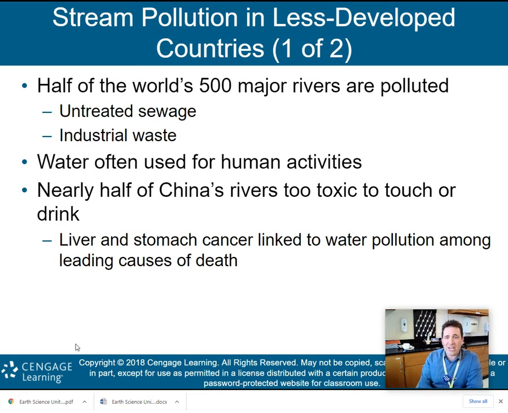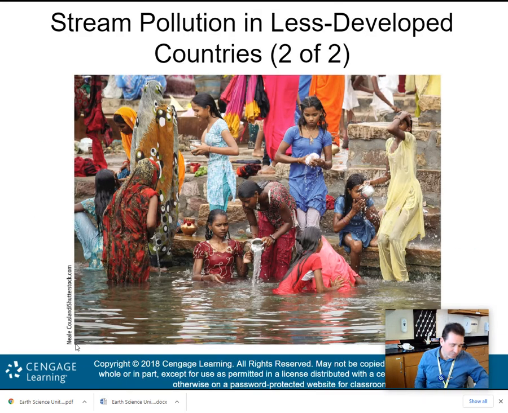Nearly half of China's rivers are too toxic to touch or drink. Liver and stomach cancer linked to water pollution among the leading causes of death in China. This is not China, though. This is India. And this is Hindu people doing a daily holy ritual of washing themselves in the river. I believe this is the Ganges River, okay?